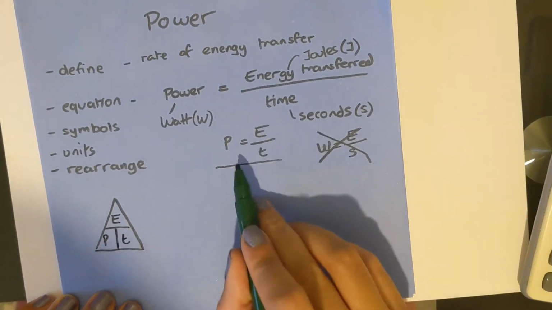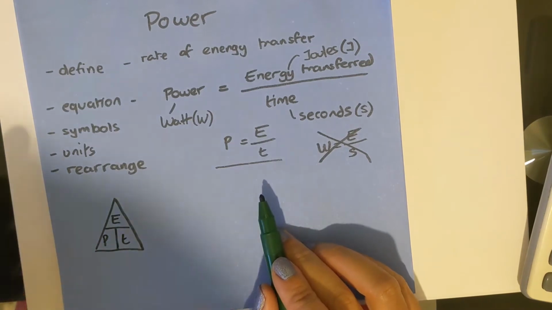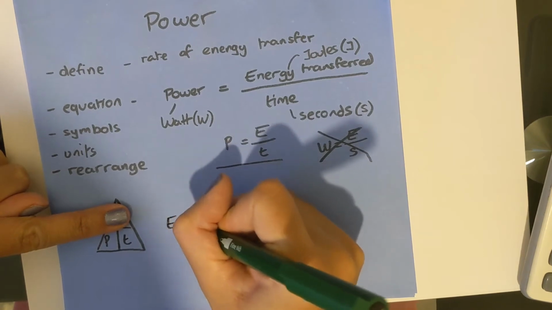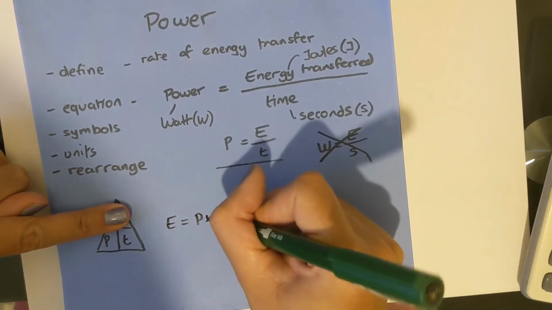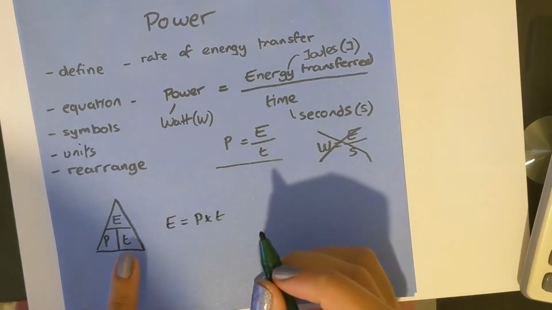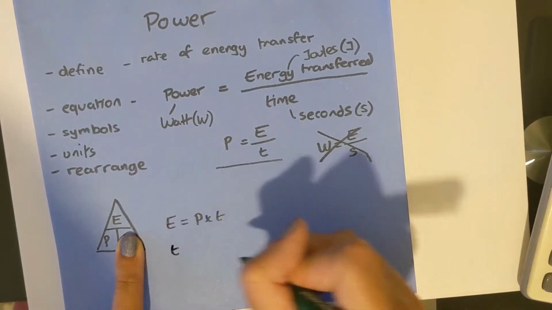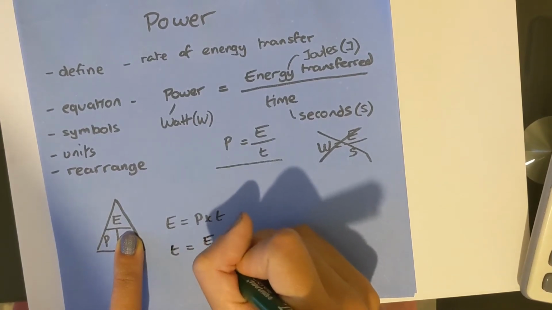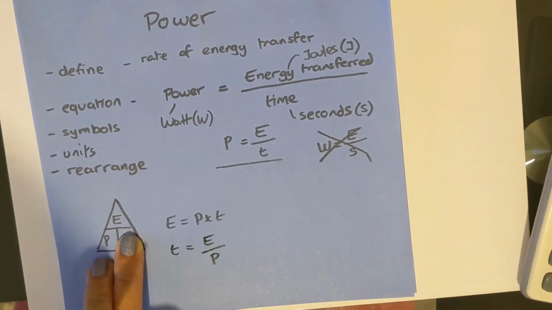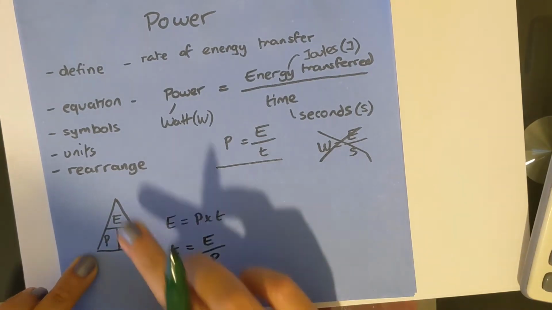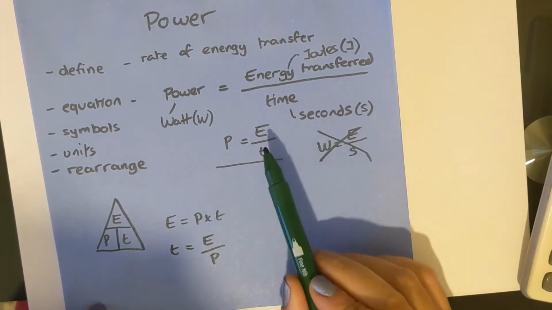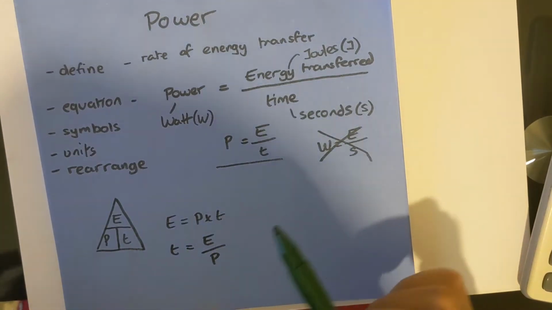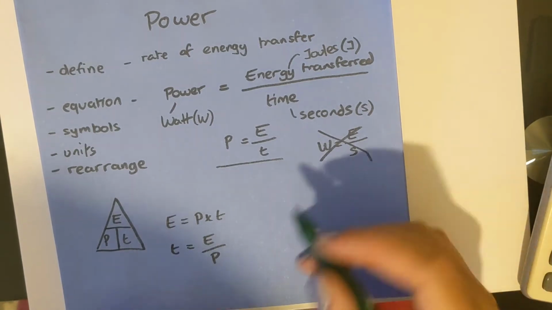And we've already got the arrangement for power, so to rearrange for energy we would cover up energy, and that is energy equals power times time. And then to rearrange for time we cover up time, and then we get time equals energy divided by power, because energy is at the top and power is at the bottom. When you're choosing what to put in your formula triangle, note that the quantity that is at the top will always be at the top, no matter how you're rearranging the equation.